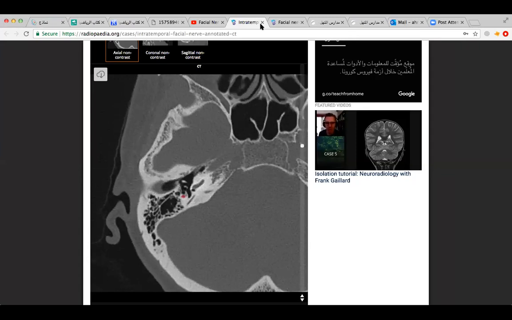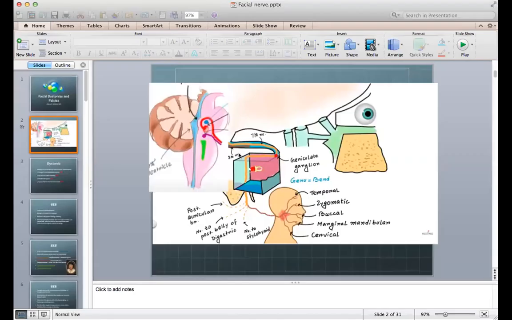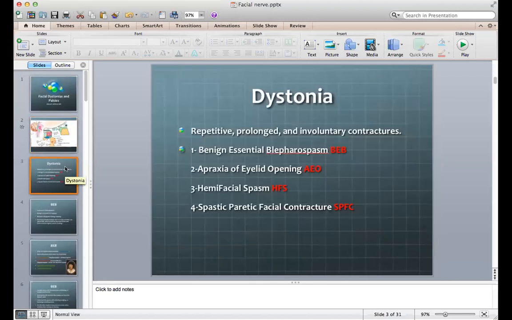Okay, so we'll start with the dystonias. So as the name implies, the dystonias are abnormal tone of muscles. So it's a repetitive, prolonged involuntary contracture. We have 4 types: benign essential blepharospasm, apraxia of eyelid opening, hemifacial spasm, and spastic paretic facial contracture.